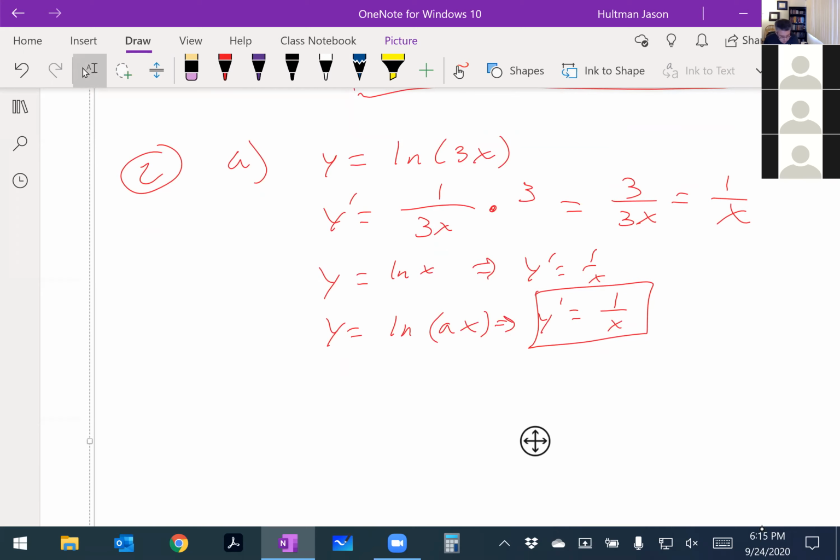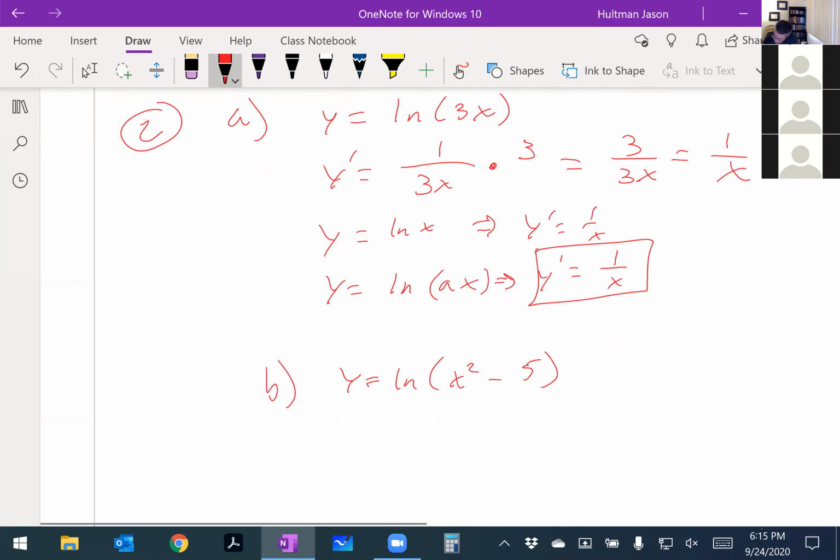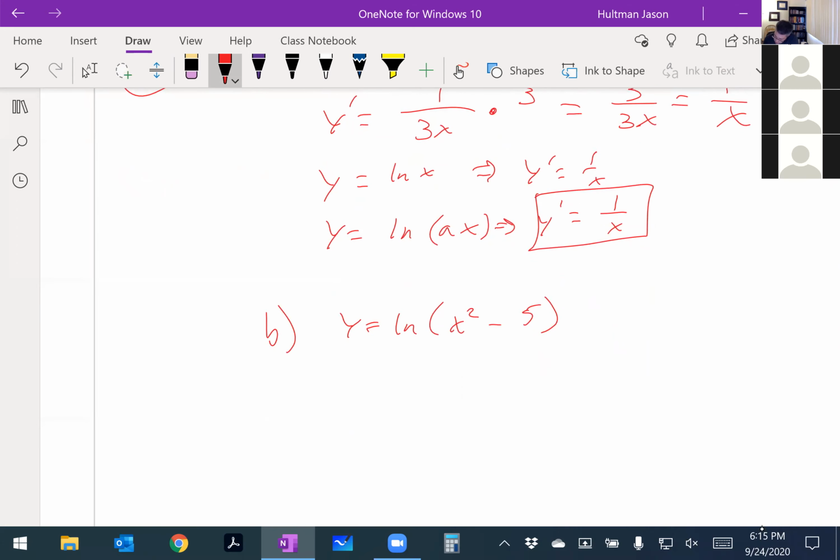Okay, letter B here. y equals natural log of x squared minus 5. Let's see what the derivative of this thing is going to be. y prime is equal to 1 over whatever I'm taking the natural log of, times the derivative of the inside, x squared minus 5. That's 2x. So this is going to be equal to 2x over x squared minus 5.